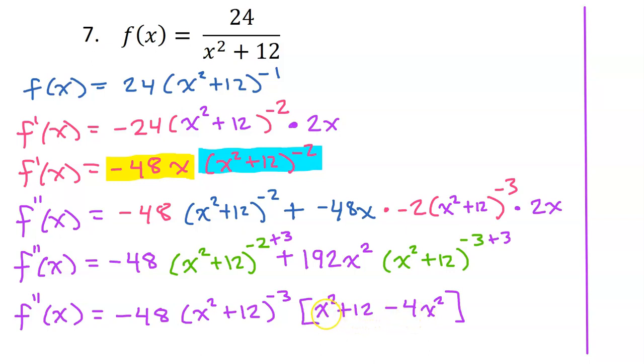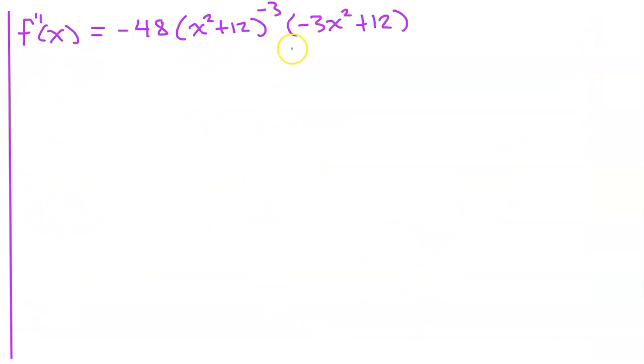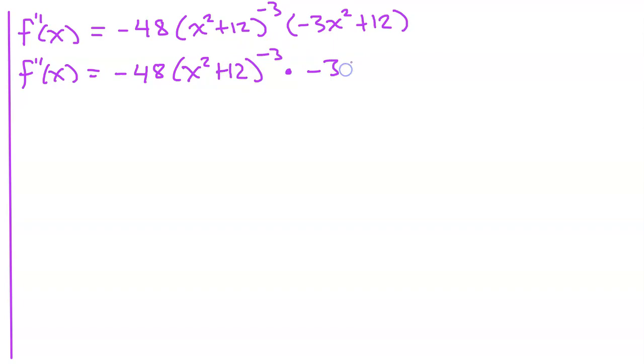So we're going to have x squared minus 4x squared. So this will be negative 3x squared plus 12. Let me bring this up to the next line. So now we have this. I'm noticing that in the second set of parentheses, there's a common factor of 3. So let's factor out a negative 3. So we will have f double prime of x is equal to negative 48 times x squared plus 12 to the negative 3 power. But now I'm going to take this negative 3 out. So that will leave x squared minus 4 on the inside.